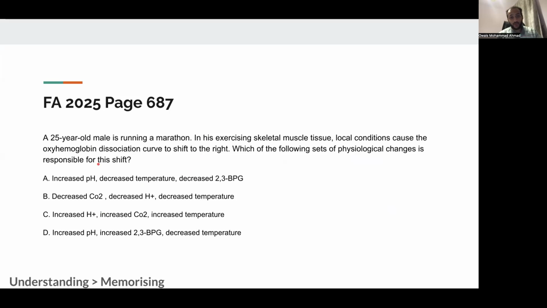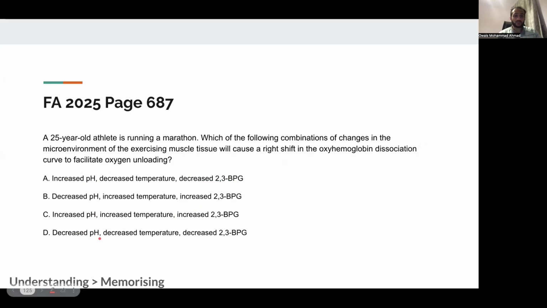And we have a 25-year-old male running a marathon, and his exercising skeletal muscle tissue. Local conditions cause the oxyhemoglobin curve to shift to the right. Which set of physiological changes is responsible for the shift? So increased pH, decreased temperature, decreased 2,3-bisphosphoglycerate. So we're moving to the right, where essentially if someone's running, we would have increased 2,3-bisphosphoglycerate. So this is wrong. Decreased CO2, that is also wrong, as when we're exercising, we're going to be having increased amount of CO2. Increased amount of H plus and CO2, increased temperature looks completely correct.